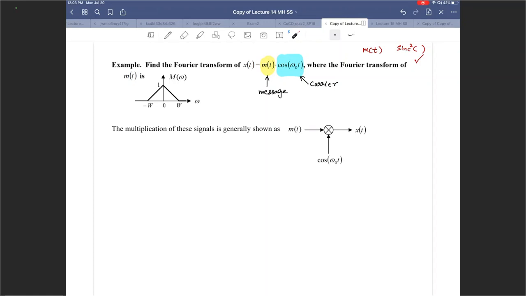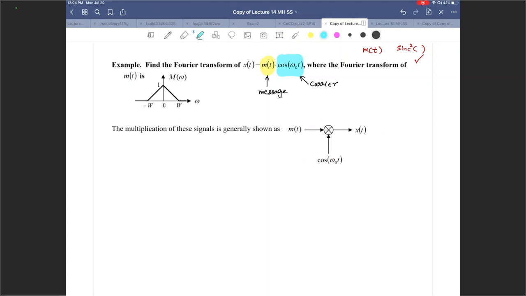All right, so let's come back. The Fourier transform of m of t is given to us. It is a triangle in the frequency domain. The cosine omega naught t is another function of time. We are trying to multiply them. We can show this multiplication process in a schematic, in a block diagram format like this.